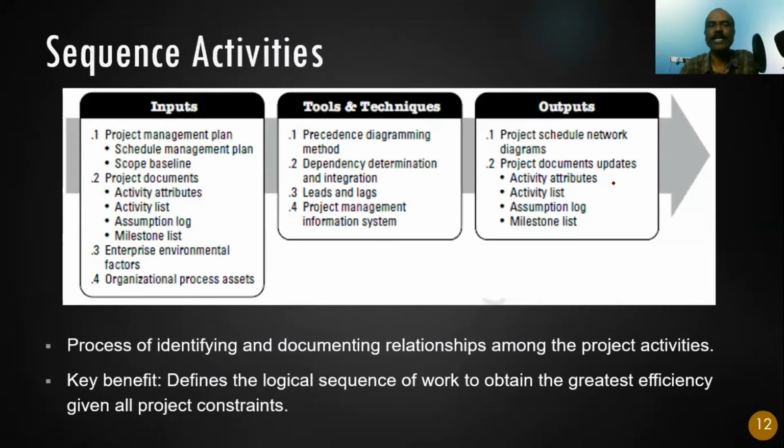Going further, the next process is called sequence activities. So what is sequence activities? I take the activity list from the previous process. This is the main input in this process. Take the list of activities, use the precedence diagramming method to come out with the network diagram. Of course, I need to apply the dependencies, leads and lags. These will be applied. But predominantly what I'm doing, I'm taking the list of activities, using the precedence diagramming method and arriving at the network.